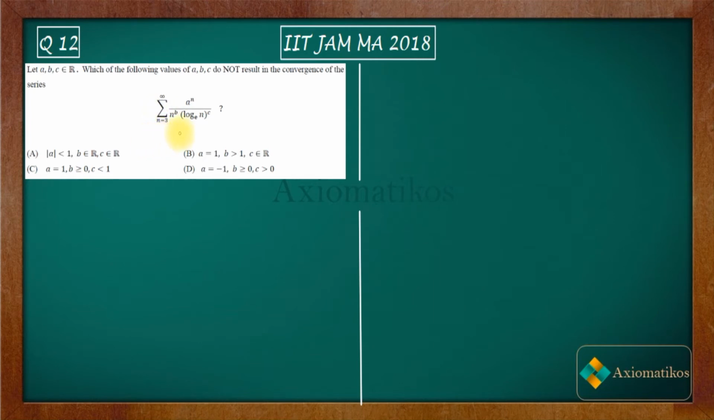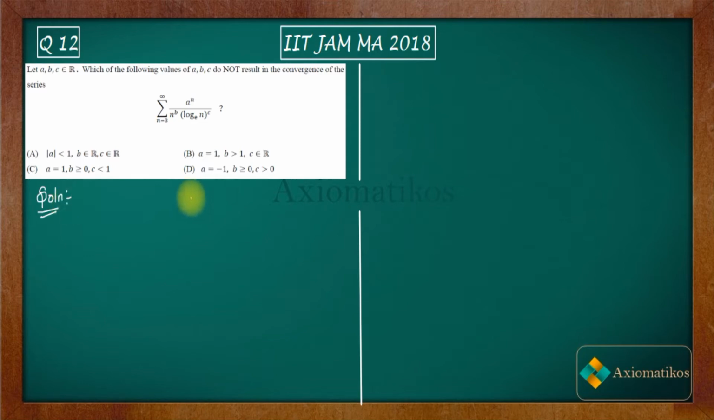So let us say that B is our answer. It doesn't mean that for every value of a, b, c satisfying these three conditions this series is going to diverge. It can happen that for only one value the series is diverging, and that will be our answer. Are you getting my point? So I will firstly tell you how to solve this question in the exam, and then after that I will tell you how you can generalize your result.